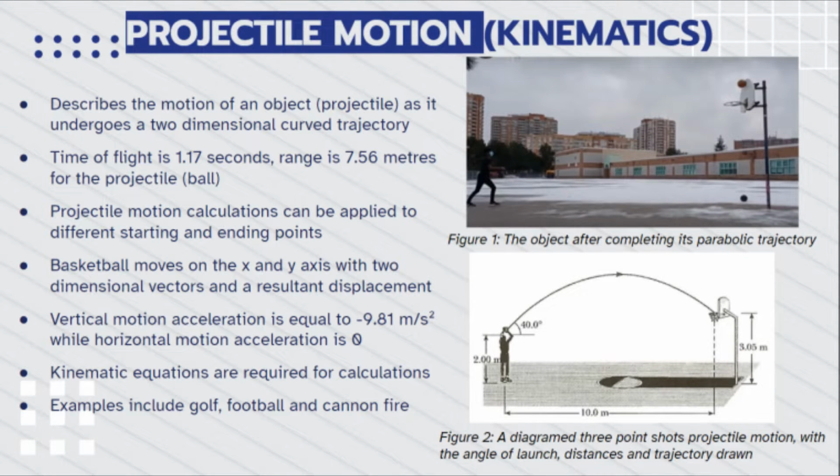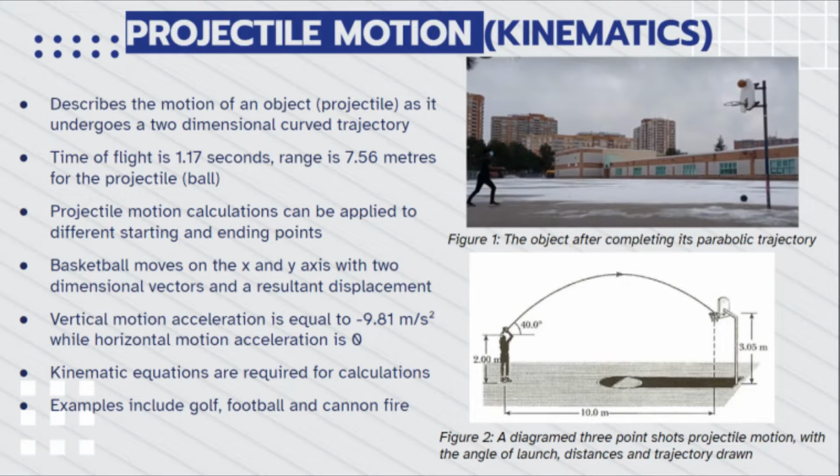Projectile motion is a concept within physics that describes the motion of an object or projectile as it undergoes a two-dimensional curved trajectory while under the influence of gravity. In this case, the projectile is a basketball. The time of flight is the amount of time it is in the air, while the range refers to the horizontal distance traveled. The range in this case is 7.56 meters, while the time of flight is 1.17 seconds.